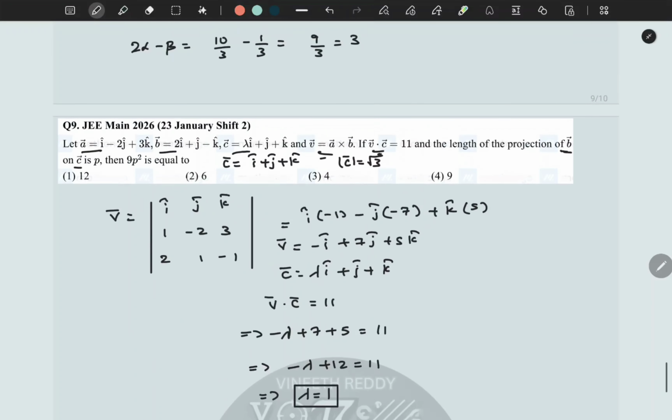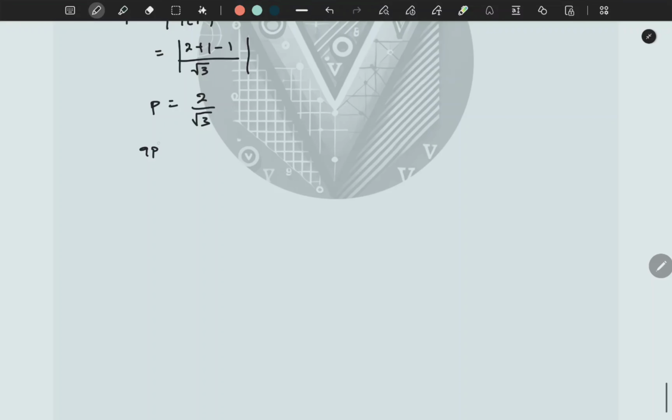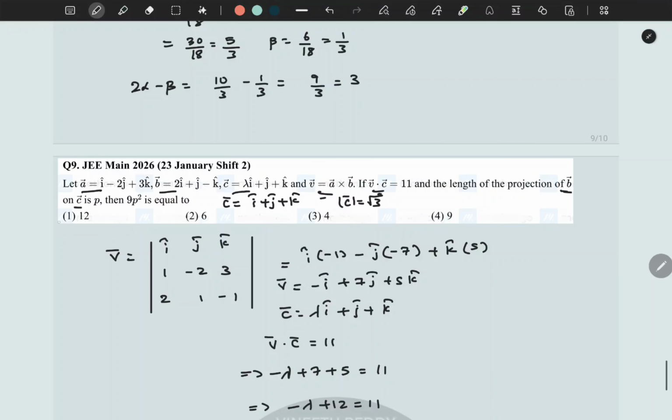What do we want? We want 9P square. 9P square will be 9 into 4 by 3. So I think the answer is 12. Straightforward question. Very, very simple.